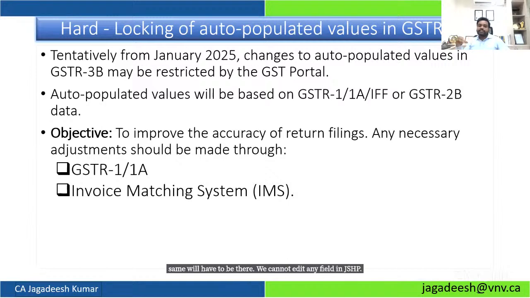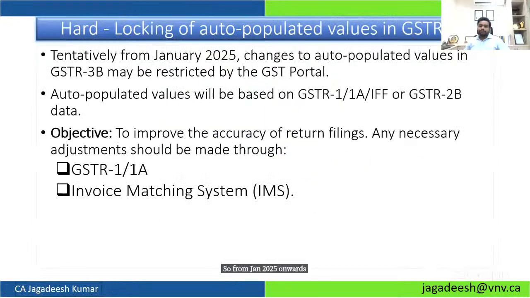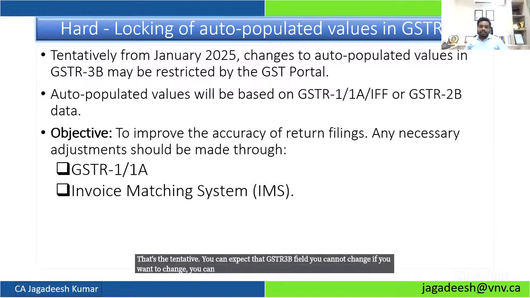If you want to change any field in the 3B, in case of outward supply, you can change it from GSTR-1A, or through IMS, the invoice matching system. The main reason to bring GSTR-1A and IMS is to implement this 3B. So from Jan 2025 onwards, that's the tentative date, you can expect that you cannot change GSTR-3B fields. If you want to change, you can either request your supplier to change it through GSTR-1A of your supplier, or through the invoice matching system only. So it is available now.